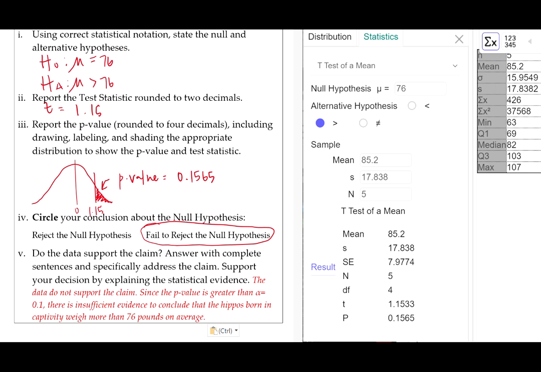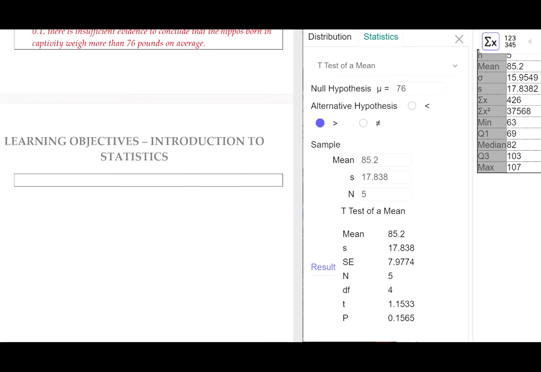So therefore, there is insufficient evidence to conclude that the hippos born in captivity weigh more than 76 pounds on average. Our sample mean, as you can see over here, was 85.2. That is more than 76, but it is not statistically significantly more than 76. That could be because our sample size was so small. We only had 5 hippopotamuses. However, given the statistical evidence, we do not have enough evidence to conclude that the claim is correct. Let's look at another example.